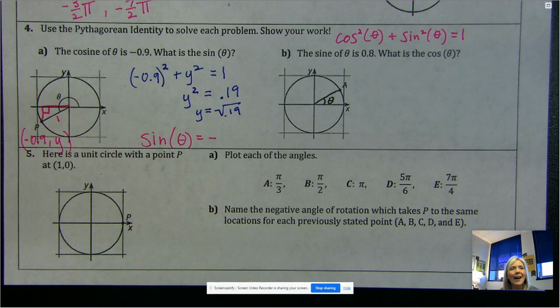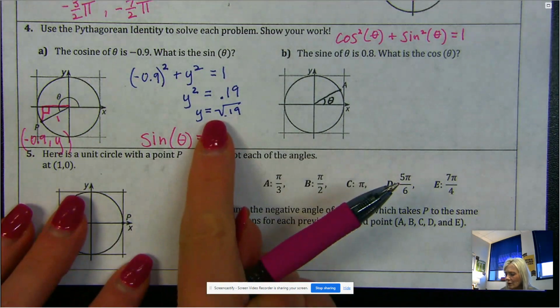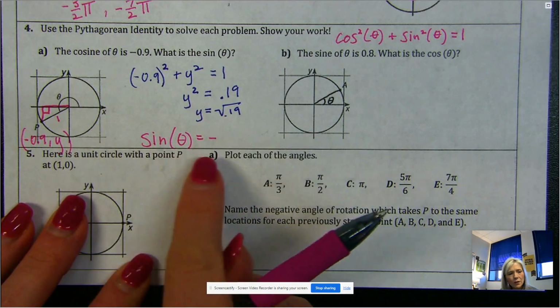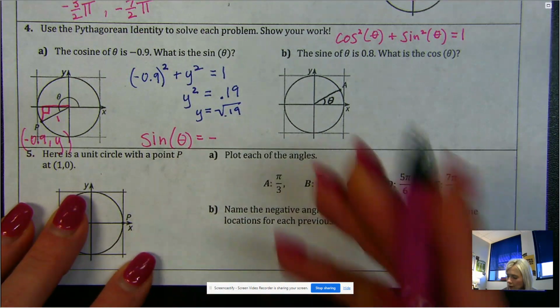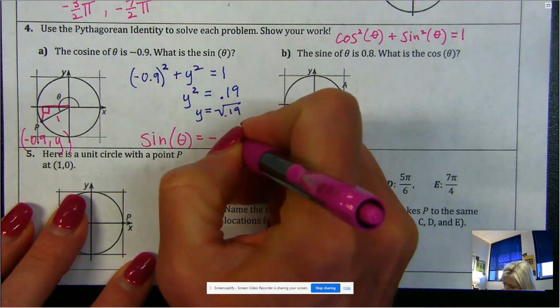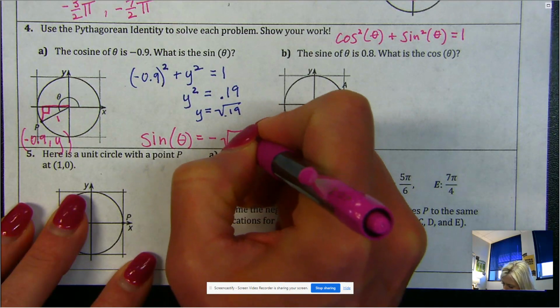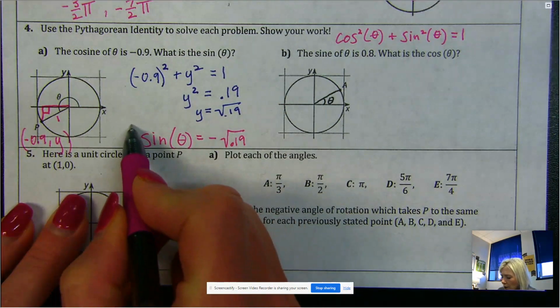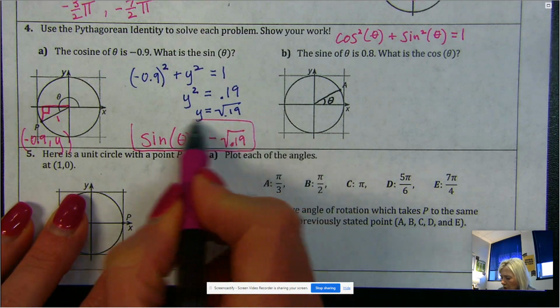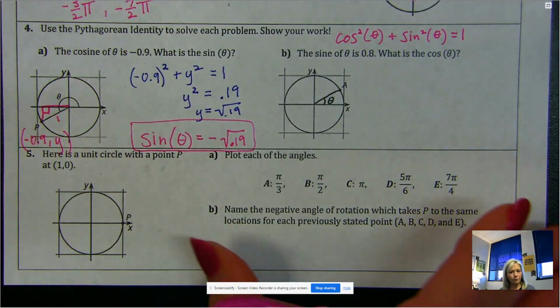It's okay. I know that y is negative down here, so the sine value is negative square root of 0.19. Now, you can put that in your calculator, but this is the exact answer, so I'm going to keep it like that. All right.